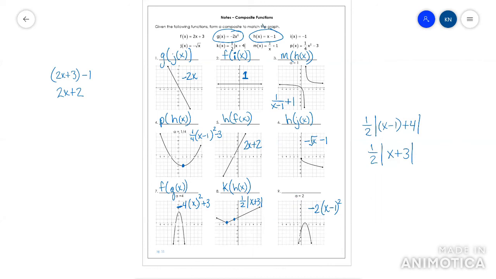So I'm going to plug h in right here because it'll look like this. It'll look like negative 2, parentheses. Instead of writing x, I write x minus 1, and then it's squared. That matches. So h of x got plugged into g of x, like that.